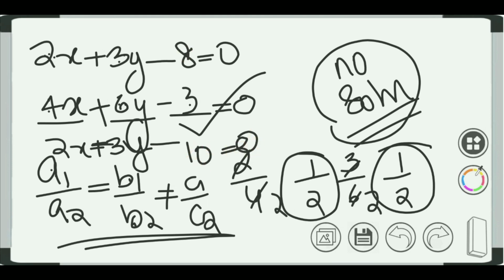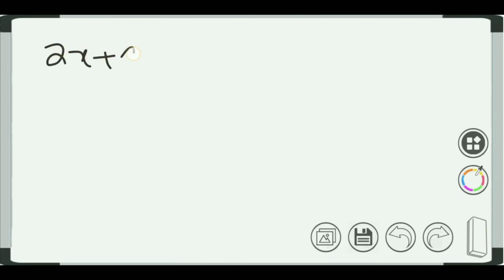Form it yourself. Okay. Now the third one, 2x plus 3y minus 8 equal to 0. Here, what is the condition? Coincident lines. What is the condition for coincident lines? Infinitely many solutions, right?